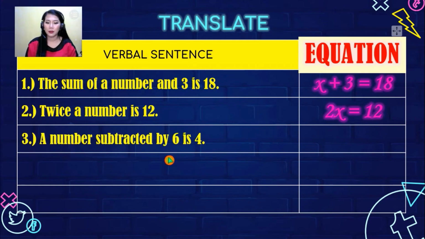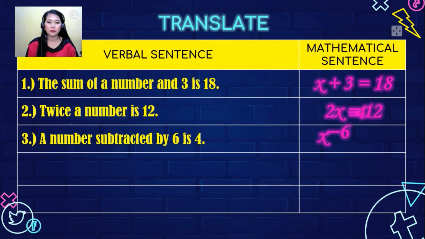A number subtracted by 6 is 4. So, a number, anong number daw yon na kapag binawasan ng 6, ang sagot ay 4. So, writing it in its equation form, we're going to have x minus 6 equals 4. So, ito yung equation natin.